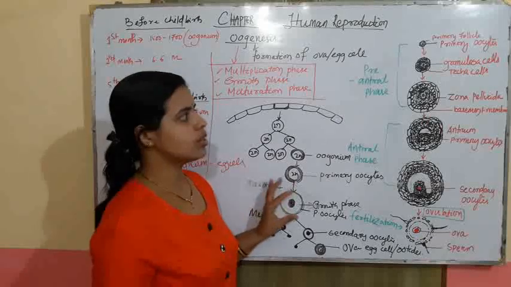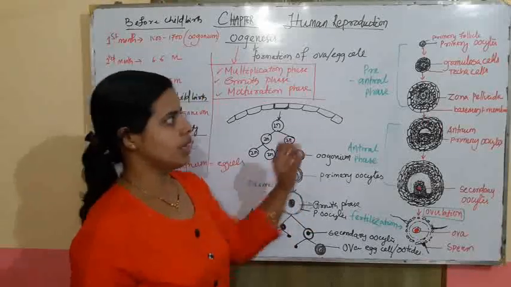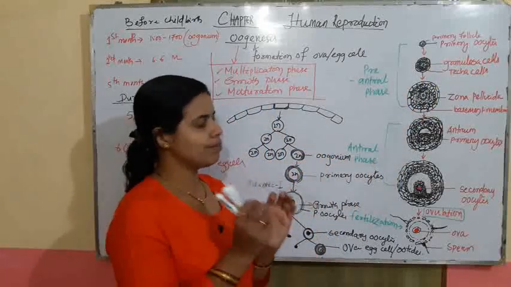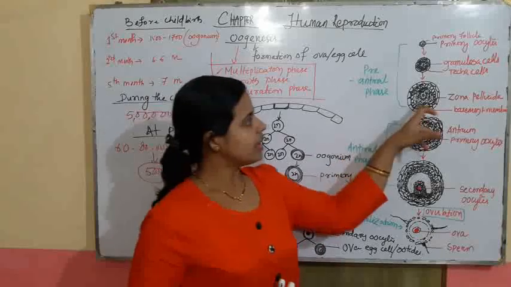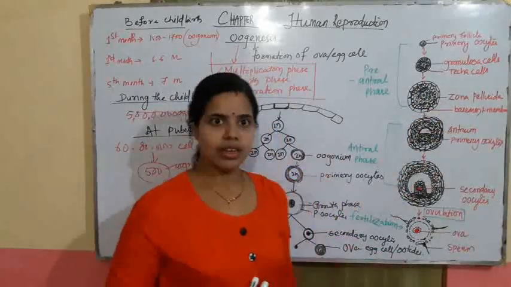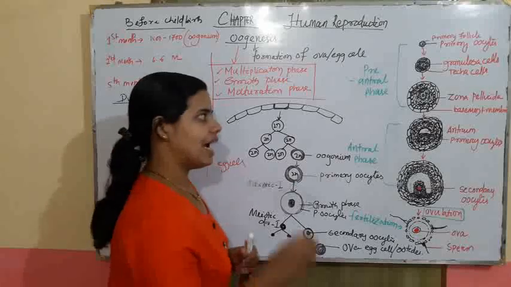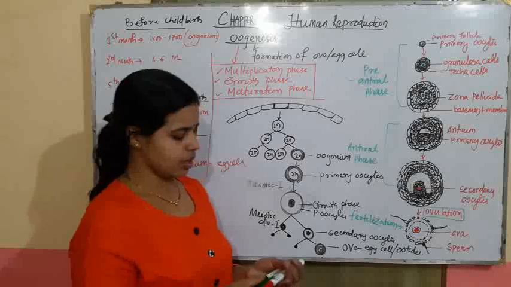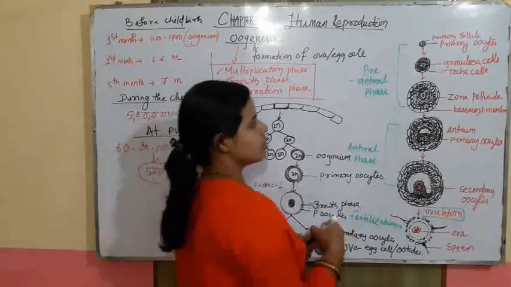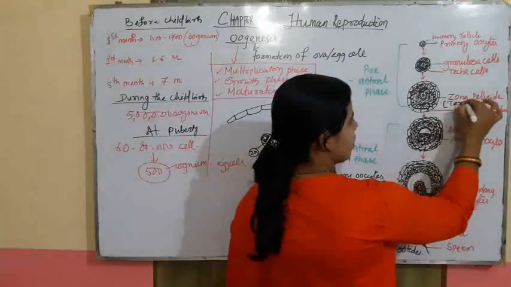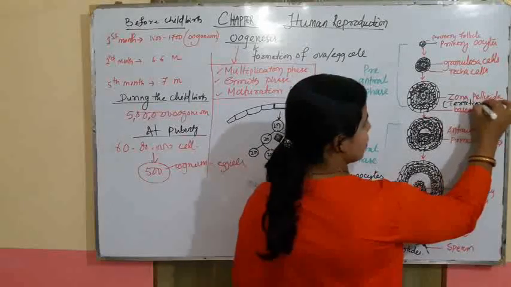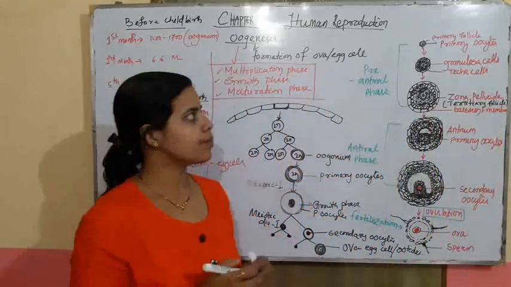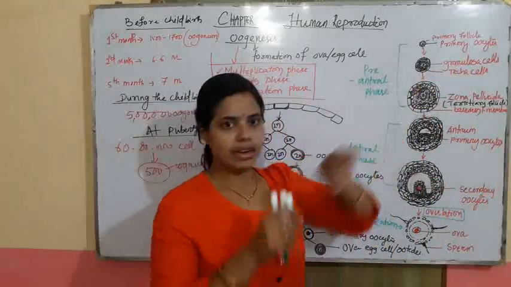After that, they undergo the growth phase. In that growth phase, what happens? These cells combine together and form a bulk mass of cells that is called what? Zona pellucida layer. And this zona pellucida layer is also a sign of the formation of the tertiary follicle. You can remember this here. It is also formed at the tertiary follicle stage. So understood or not?